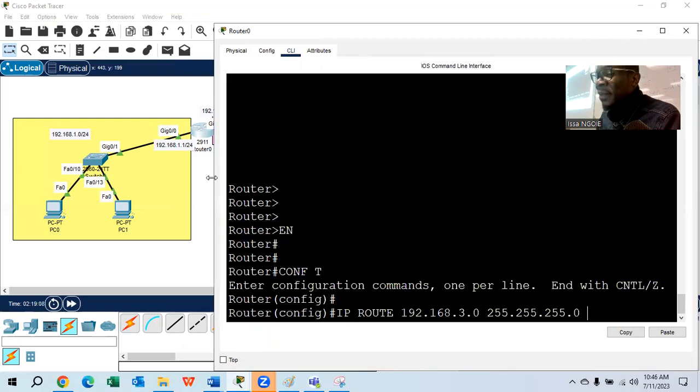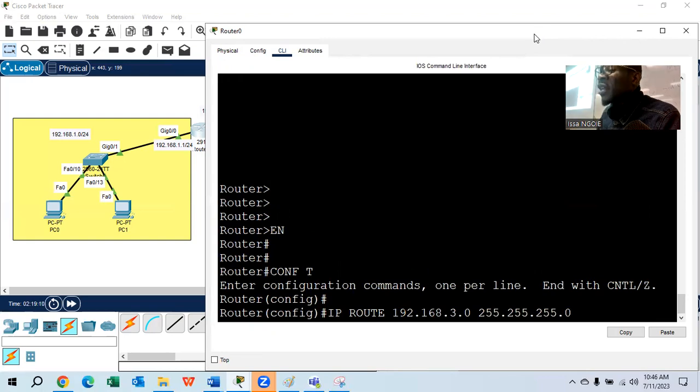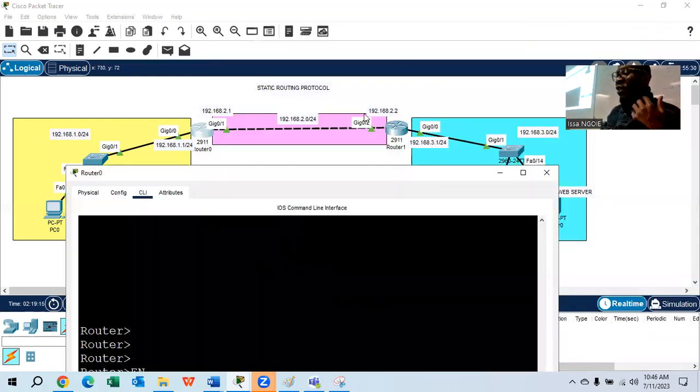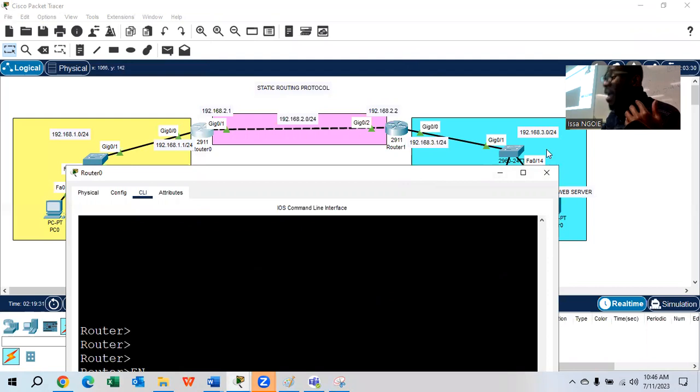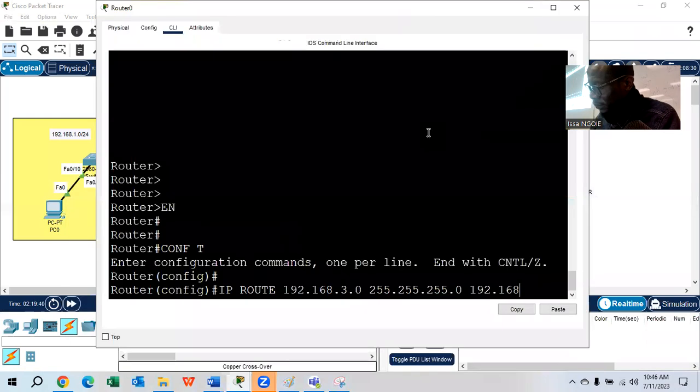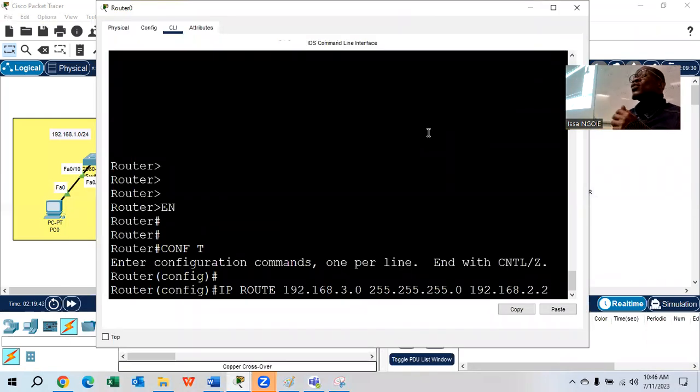And from here, you have to specify which interface will allow your data to come in. It's this one. Which IP? This one. So from here, you are saying IP route, which network? This network, space, you put the subnet mask, space, you're gonna reach me via this IP, 192.168.2.2.